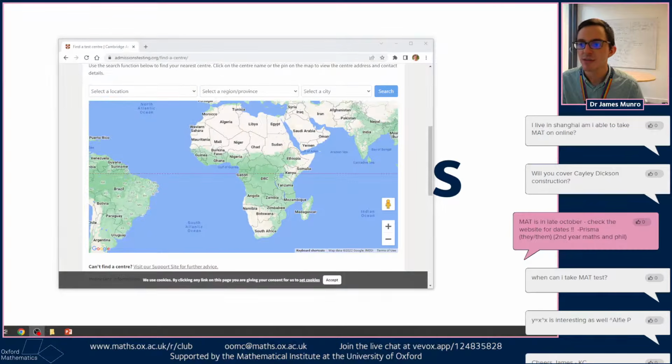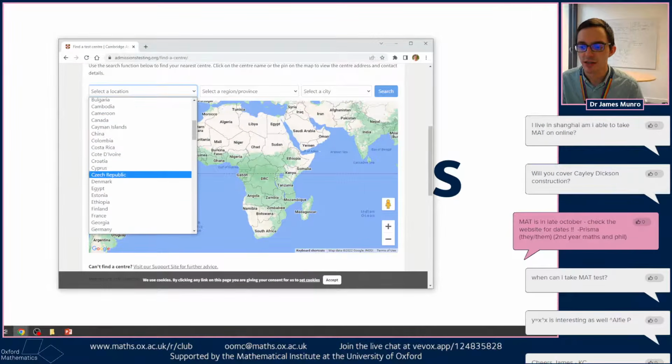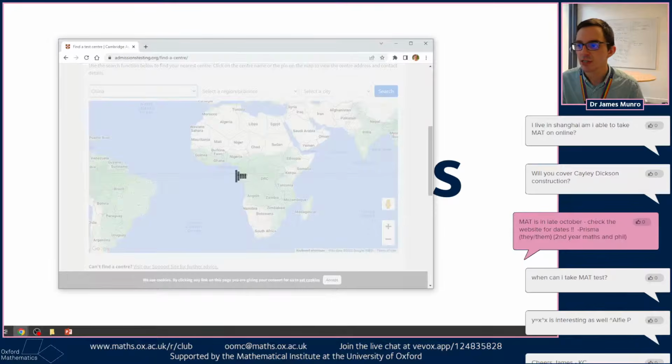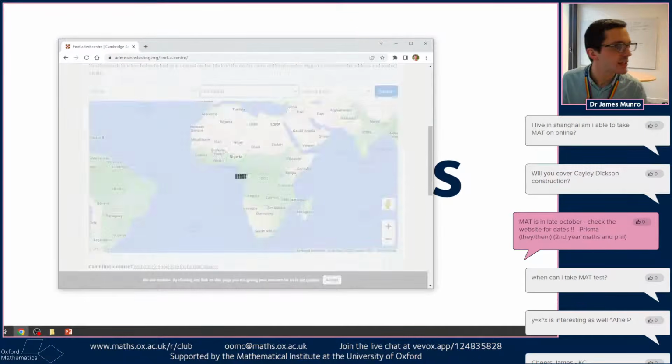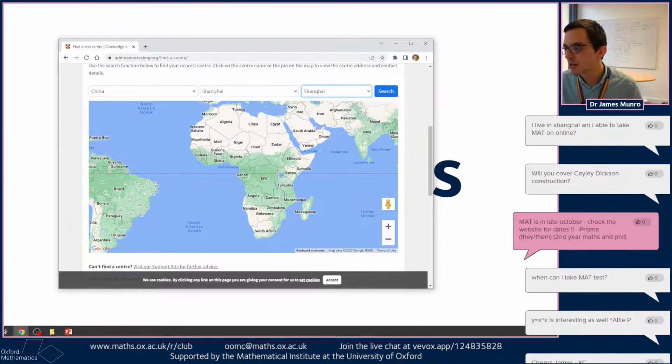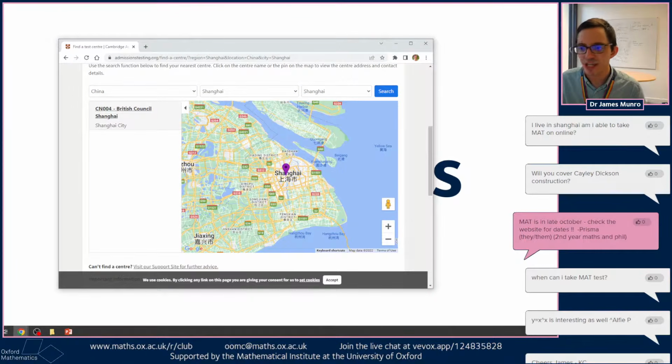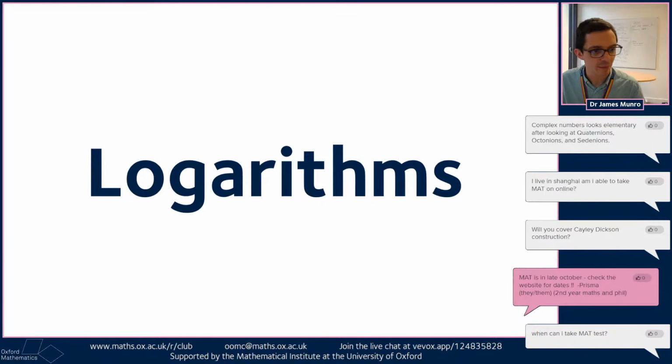To try and find something. Let's have a quick look, see if we can do anything. Oh my goodness, come on Cambridge, you can do it. I've forgotten what they said in chat. They said Shanghai. We've got Shanghai, search, here are some tests. Oh yeah, British Council hosting some MAT tests. There you go. Easy.